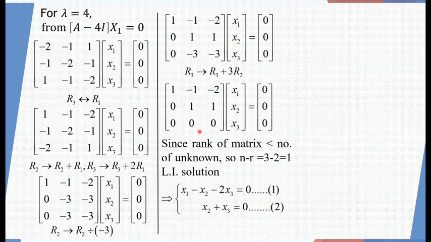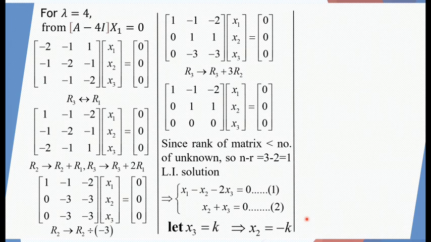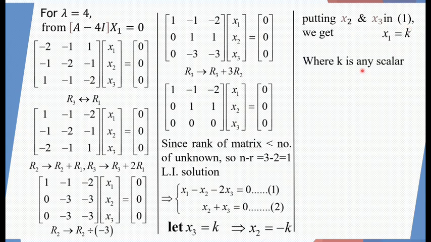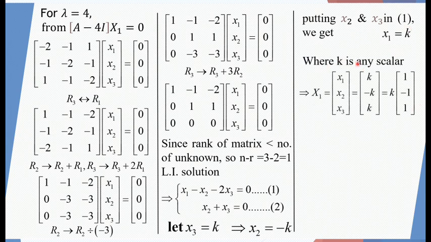So the system of equations is consistent and an infinite number of solutions exist. Converting this resultant matrix into equation form, we get x1 minus x2 minus 2 x3 is equal to 0 and x2 plus x3 is equal to 0. Letting x3 equal k, x2 is equal to minus k, and putting x3 and x2 in the first equation, we get x1 equal to k. So capital X1 is k, minus k, k. Taking k as common and putting k equal to 1, we get 1, minus 1, 1. This is the first eigenvector, capital X1.